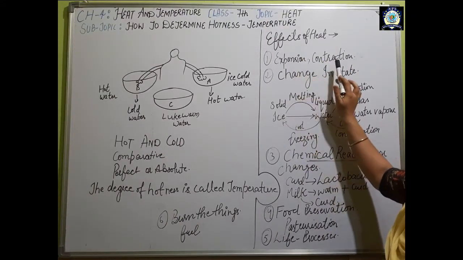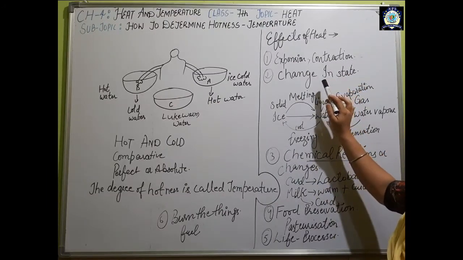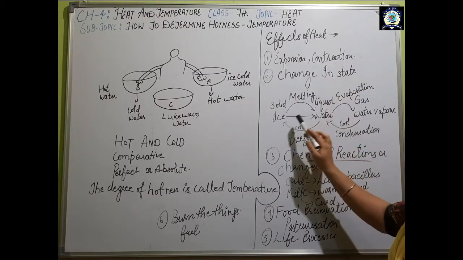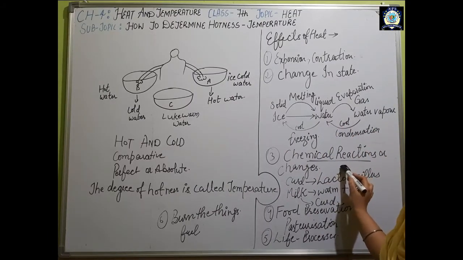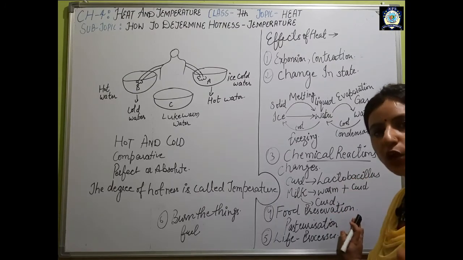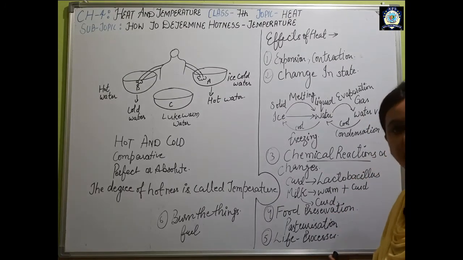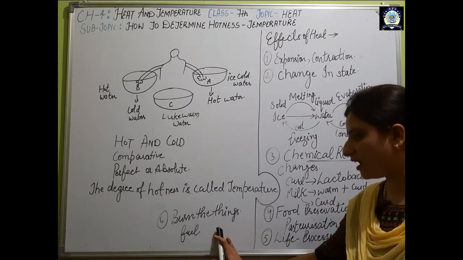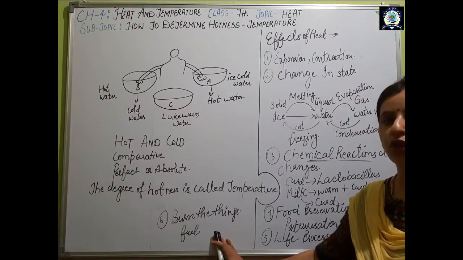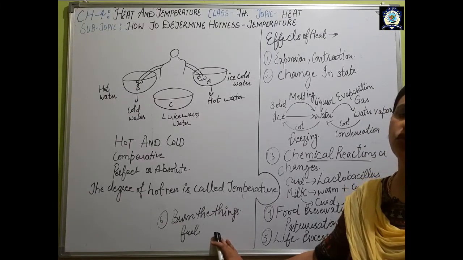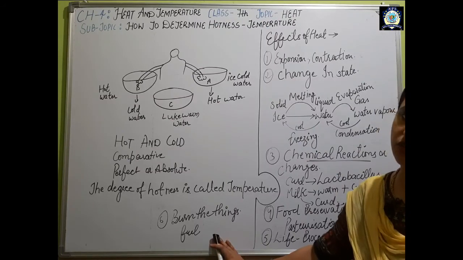It can lead to expansion and contraction of materials. It can lead to change in state, from solid to liquid, liquid to gas. Chemical reactions or chemical changes also happen with the help of heat. We can go for food preservation. Also, it affects the life processes of plants and animals. And last, it helps in burning things, so it is very helpful to make fuel which can be used for domestic and industrial purposes.